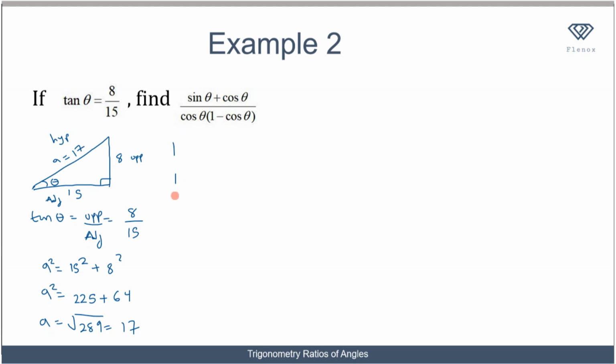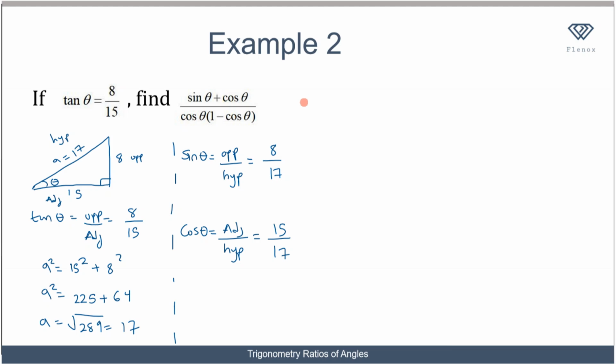So now I know the opposite to be 8, the adjacent to be 15, and the hypotenuse to be 17. So I can find the value of sin theta and cos theta. Sin theta is my opposite over my hypotenuse, which is 8 over 17. Cos theta is adjacent over hypotenuse, which is 15 over 17.